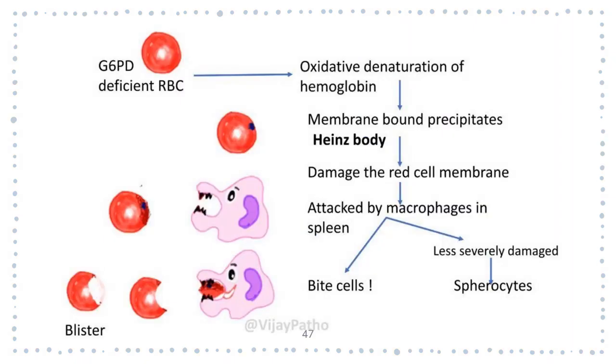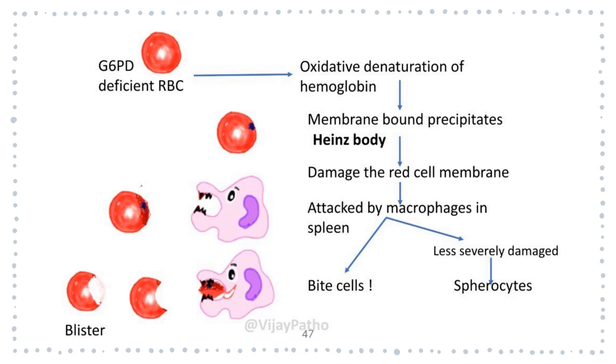So here we have a G6PD deficient red blood cell. There will be oxidative denaturation of the hemoglobin, because the function of the G6PD, or glucose-6-phosphate dehydrogenase enzyme, is to prevent oxidative damage to the cell. So if this enzyme is deficient, the red blood cell will undergo denaturation of the hemoglobin. The membrane-bound precipitate will get deposited, and this is called a Heinz body.